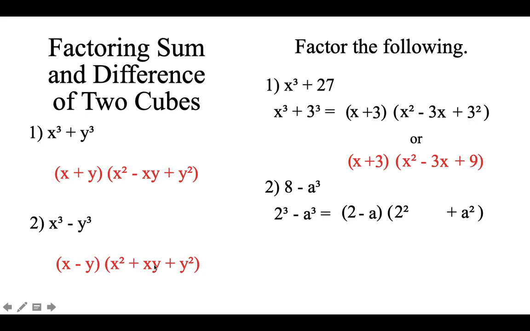Okay? So how are we going to get the middle term? Just multiply them. 2 times negative a is negative 2a. The opposite is positive 2a, and we already have the factors. Just simplify this 2 squared. 2 times 2 is 4. So finally, our answer is the quantity 2 minus a times the quantity 4 plus 2a plus a squared.